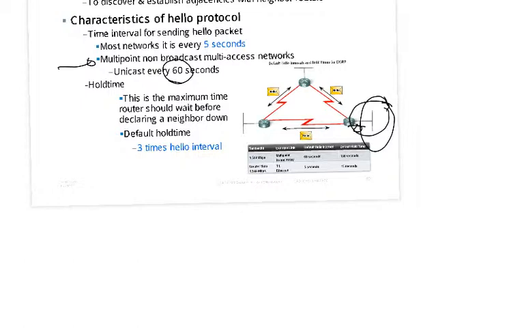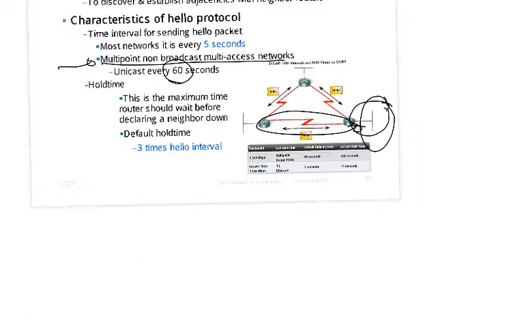But if you have an interface like this, point-to-point and non-broadcast, you can send the hello packets less frequently, every 60 seconds, sorry, not 5. So for the multi-point, non-broadcast, multi-access networks, we use less frequent hello packets, every 60 seconds. But for domains like this, we use hello packets every 5 seconds. Okay?